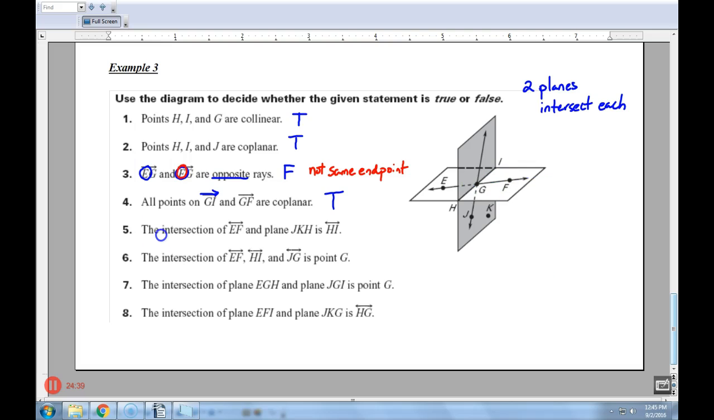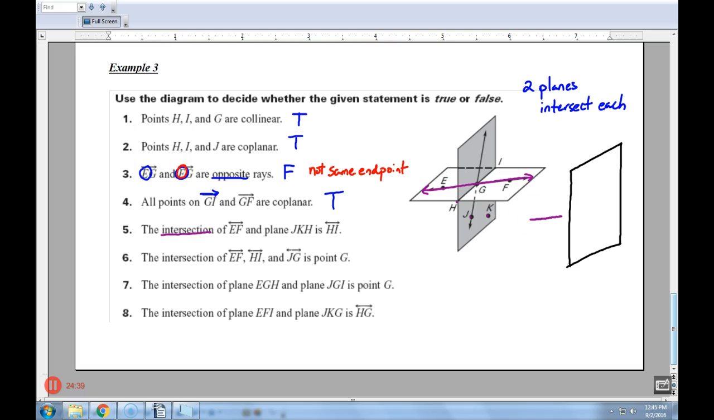All right, number 5. The intersection. Remember, intersection is the common points, or the points they share. The intersection of line EF and plane JKH. So JKH is the shaded plane here. What is the intersection point or points of that line and that plane? Well, I'm going to kind of draw it a little bit differently. I'm going to come over here to the side, and this is the shaded plane. That's plane JKH. And I'm going to draw EF coming through and intersecting.